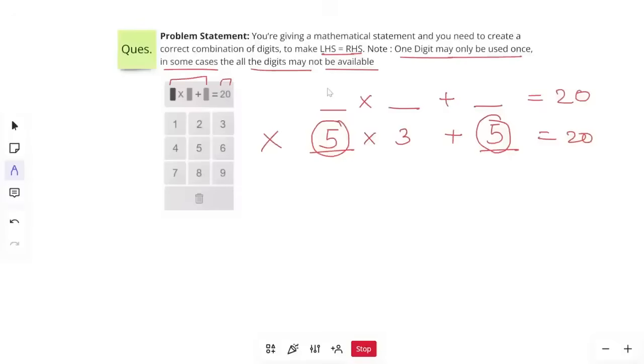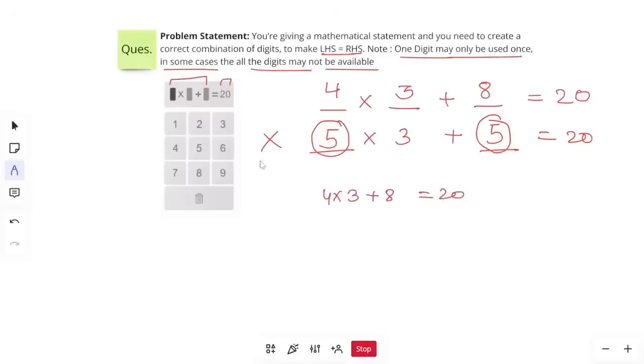So for a correct one, you can take a 4, and then another digit you can take is 3. So 4 into 3 will be how much? 12. So how much is remaining now to make it 20? 8 is remaining, right? So this can be a correct answer. That is, 4 into 3 plus 8 becomes 20. In this one, you are making your LHS equal to RHS, and you are also following the condition that each digit is used once. So this is absolutely correct.